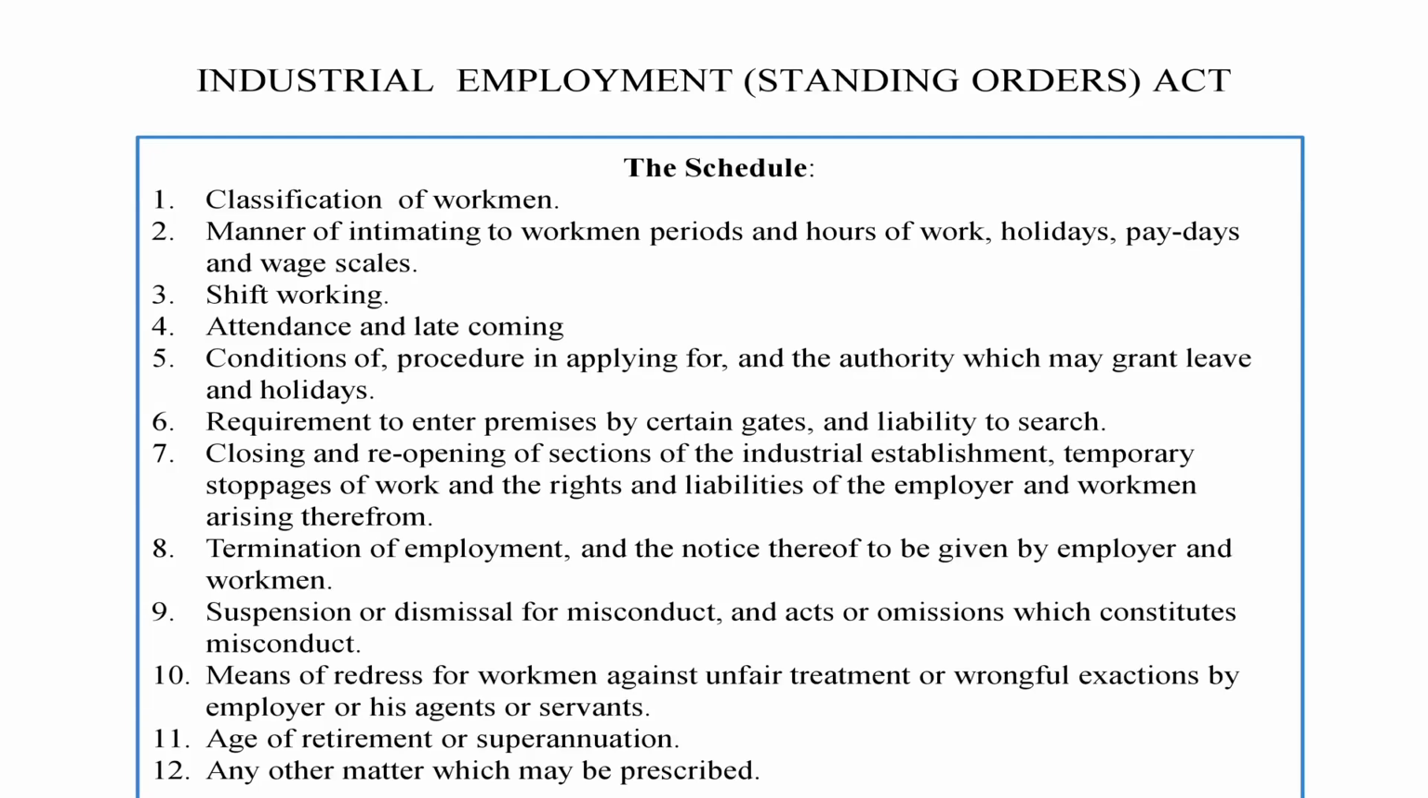Broadly, the schedule contains the classification of workmen, matter of intimating the workplace, workmen periods and hours of work and holidays, paydays, etc., shift working, attendance and late coming, conditions, procedure for applying leave, authority which may grant leave and holidays, requirement to enter the premises through gates, exit, etc., liability for search, then closing and reopening of sections of industrial establishment, temporary stoppages of work, rights of liabilities of the employer and workman arising out of therefrom, then termination of employment and notice thereof, then suspension, dismissal for misconduct and acts of misconduct, and what acts constitute misconduct, it has to be listed down.